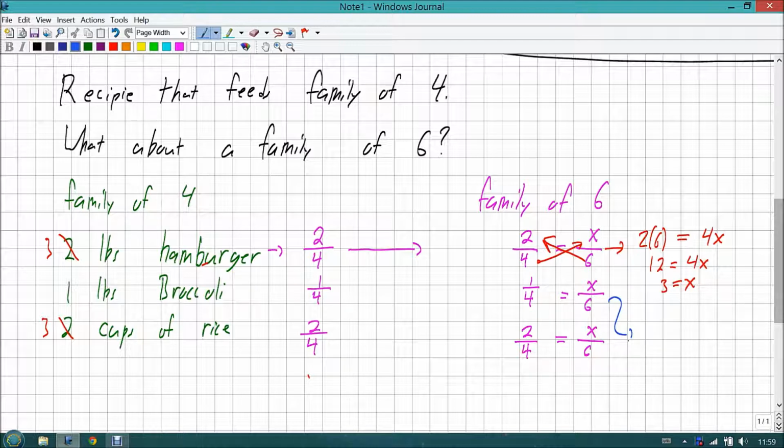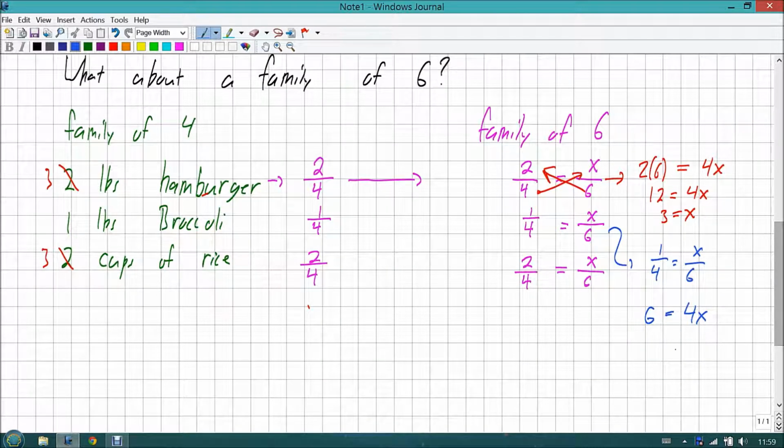Now with the broccoli, we have 1 over 4 is equal to x over 6. If we cross multiply, 6 times 1 is 6, 4 times x is 4x. We get 6 is equal to 4x. Divide both sides by 4. And we have x by itself, but now we've got 6 over 4. They're both even, so I can reduce. 6 divided by 2 is 3. 4 divided by 2 is 2. So x is really 3 halves. So I need 3 halves of a pound of broccoli, which means about 1.5 pounds.